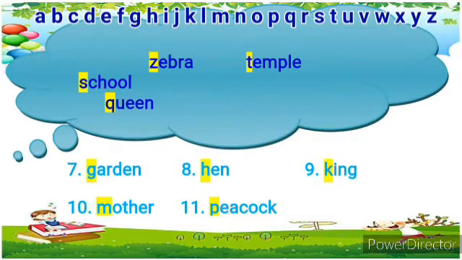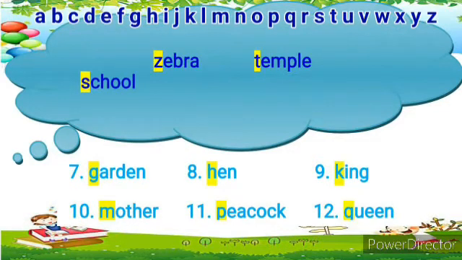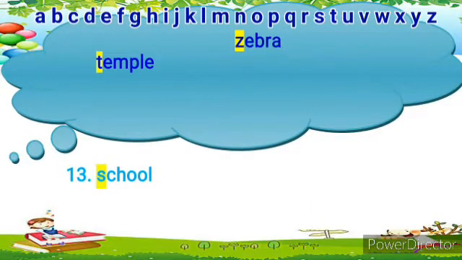We also have the word starting with Q, queen. So our 12th word will be queen. We don't have the word starting with R, but we do have the word starting with S, school. So our 13th word will be school.